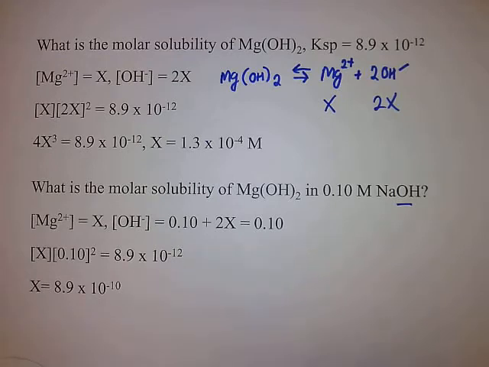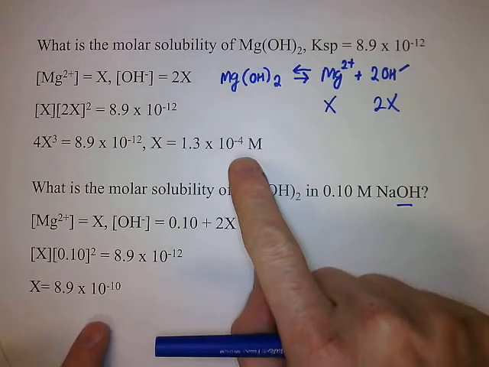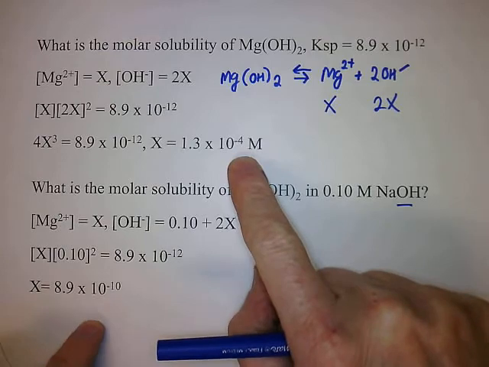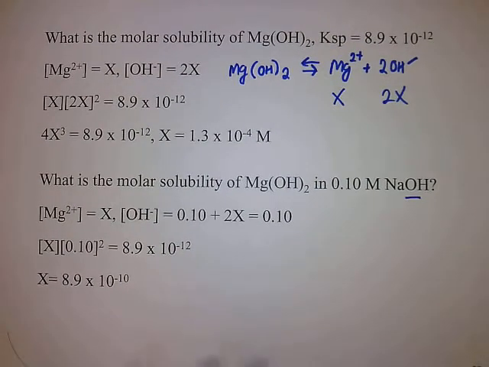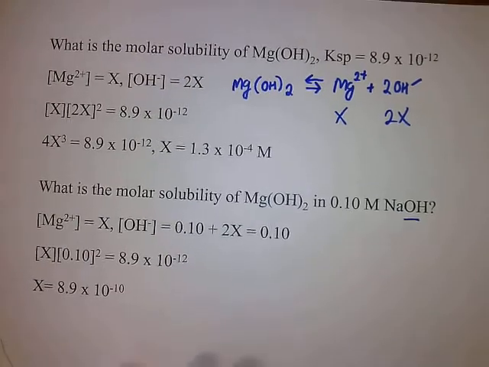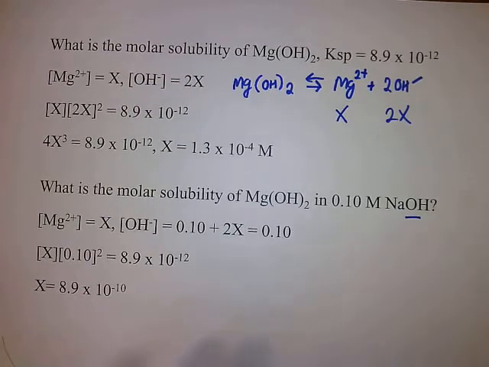So we reduced the solubility by what? Roughly 6 orders of magnitude, from 1.3 times 10 to the minus 4 to 8.9 times 10 to the minus 10.